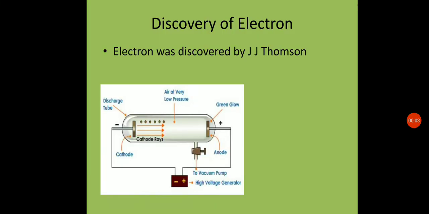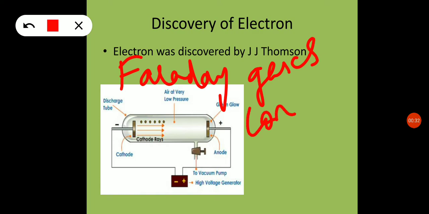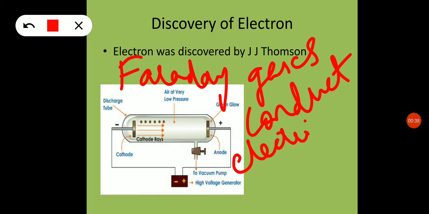First we will study the discovery of the electron. The electron was discovered by J.J. Thomson. Before this, there was one more scientist named Faraday. In his experiment, Faraday concluded that gases conduct electric current. There are some conditions.